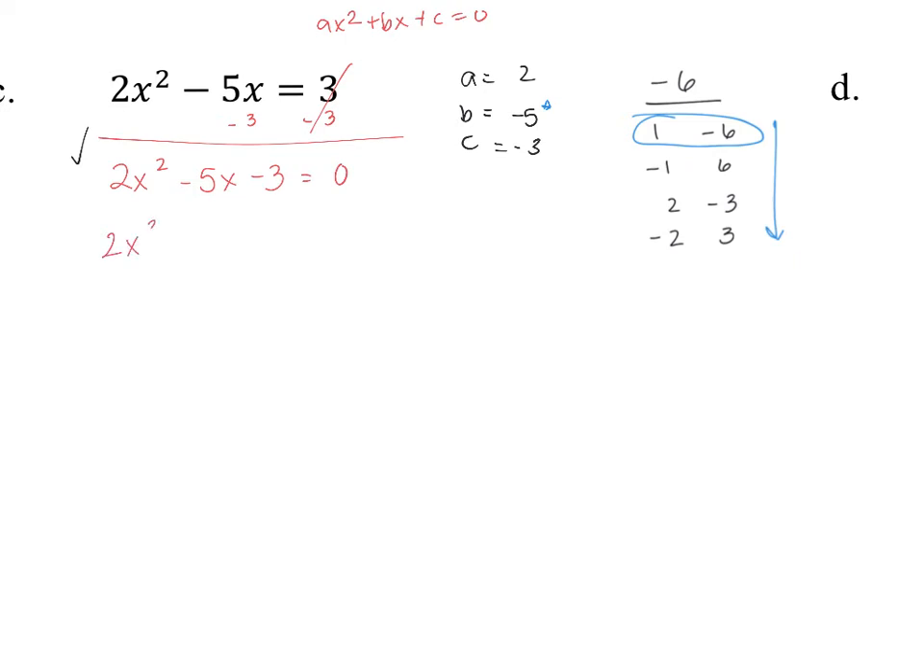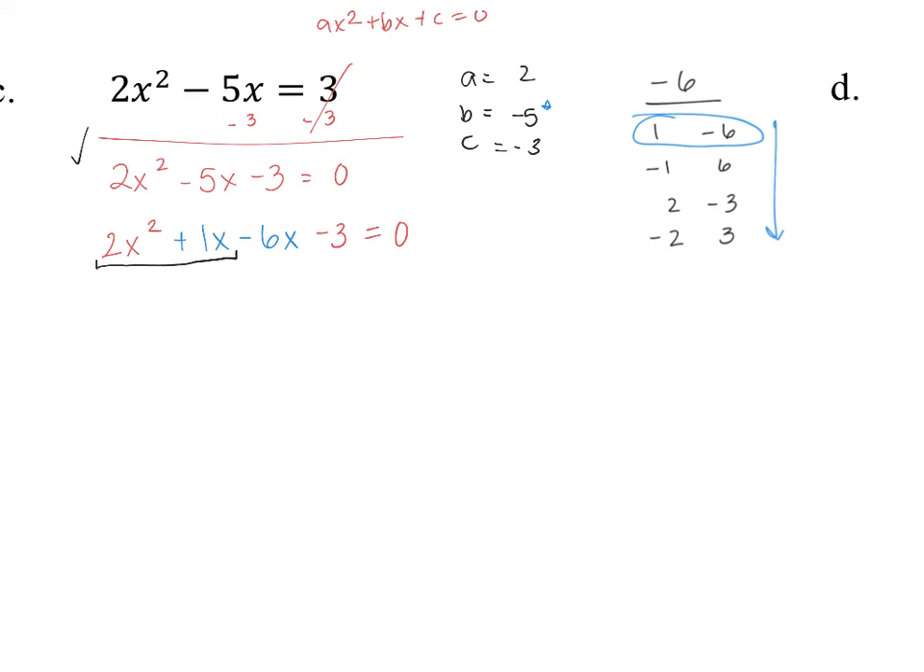So 2x squared minus 1x, plus 1x, minus 6x, minus 3 equals 0. Okay, so I put the factors that I chose in blue, so that's easier for you guys to see. Then my next step is to go ahead and group. So I'm grouping the first one.